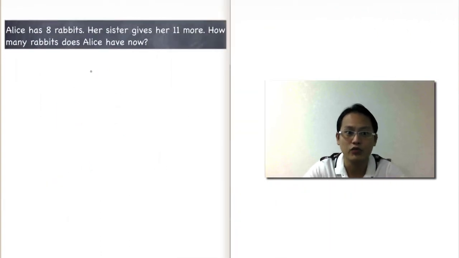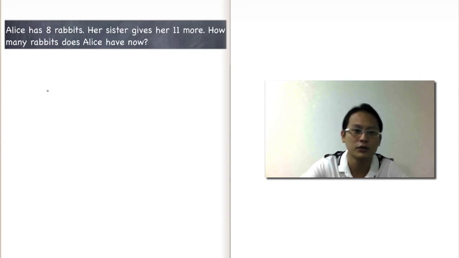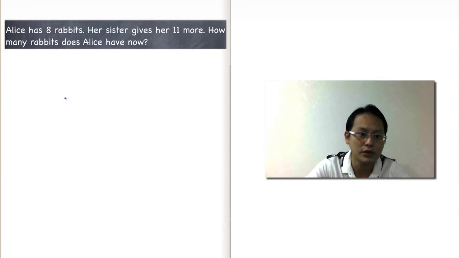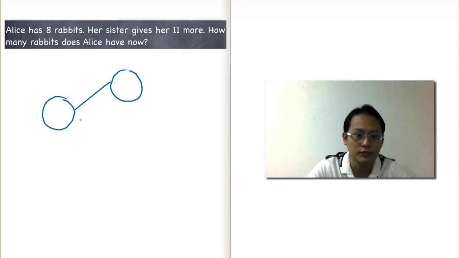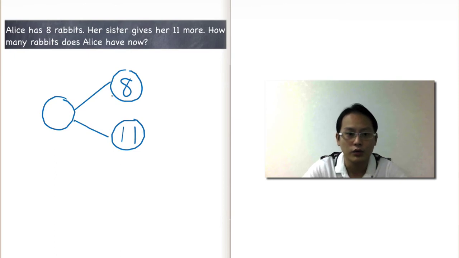Alice has 8 rabbits. Her sister gives her 11 more. How many rabbits does Alice have now? Same thing, let's draw number bonds. We do not know the whole, but we do know the two parts. One part is 8 and the other part is 11. So 11, 8, we do not know the whole.